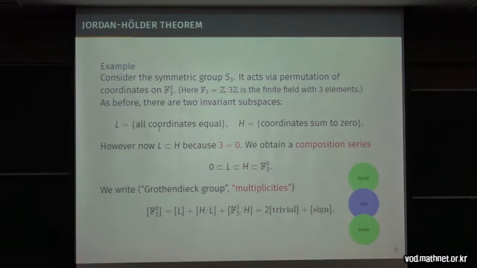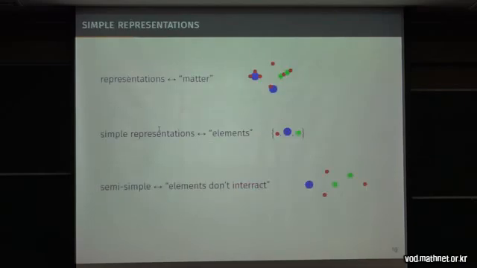Then we have the trivial representation. So if you would like an analogy to think about in representation theory, it's a little bit like the representations are just matter, all things in the universe. The simple representations are the elements, and semi-simplicity is the statement that the elements don't interact in any meaningful way. Okay? It's a very useful analogy to keep in mind.